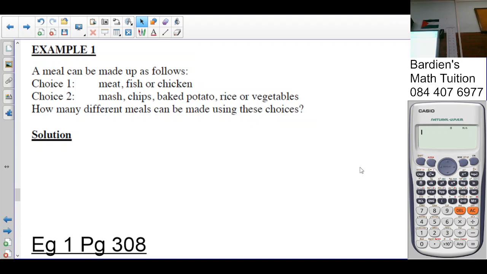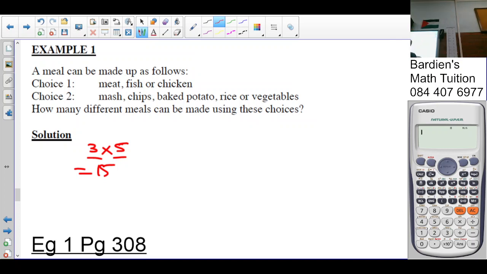How many different meals can be made up using these choices? So how many boxes do you think we're going to have? We're going to have 2. Why? 1 for choice 1 and 1 for choice 2. Not so. How many options do I have for choice 1? 3. How many options do I have for choice 2? 5. Not so. So how many different meals can be made up? 15. Very simple, no? There are 15 meals that can be made up.